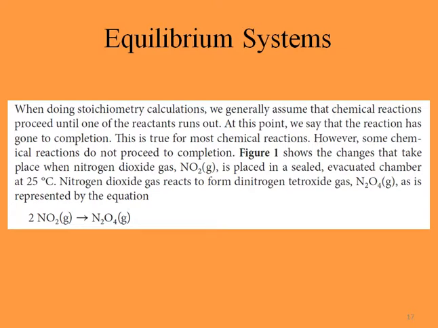So in the next slide, I will show you the changes that take place when nitrogen dioxide gas, which is NO2, is placed in a sealed evacuated chamber at 25 degrees Celsius, and nitrogen dioxide gas reacts to form dinitrogen tetroxide gas, which is N2O4. And as you see here in this chemical reaction, it's going to be 2NO2 gives N2O4.